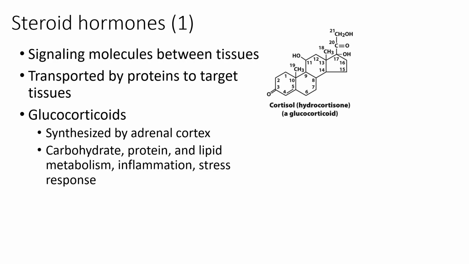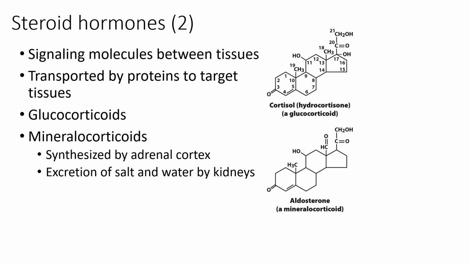Some steroid hormones can be further classified into a number of different categories. The first one we're going to mention here is the glucocorticoids. One example we see over here is cortisol, or hydrocortisone. You can see here it still has that four-ring structure with a number of different substituents on it. A few things to know about glucocorticoids: they are synthesized by the adrenal cortex, and they are involved in all kinds of different signaling, including carbohydrate, protein, and lipid metabolism, as well as inflammation and the stress response.